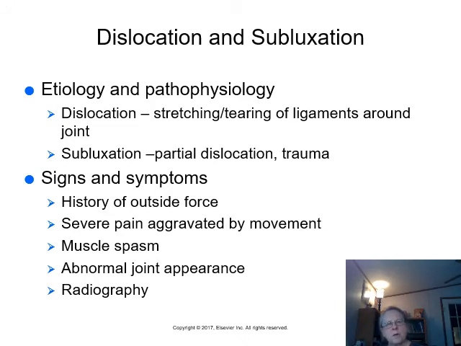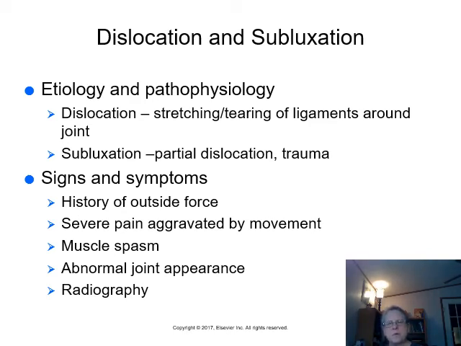Our next area is dislocations and subluxations. Dislocation is like a stretching, tearing of a ligament around the joint. Subluxation is partial dislocation by trauma. If you think about it, your shoulder or your hip joint can be dislocated. We cause major pain because the tendons, ligaments, and muscles are not meant to stretch in that direction.